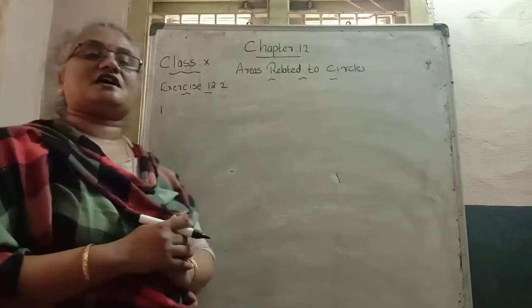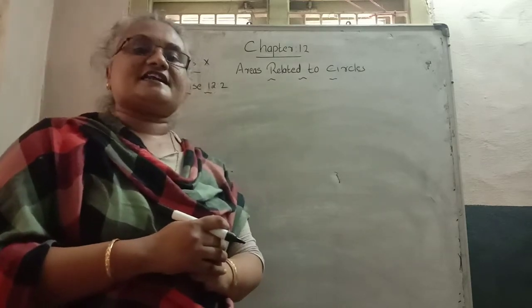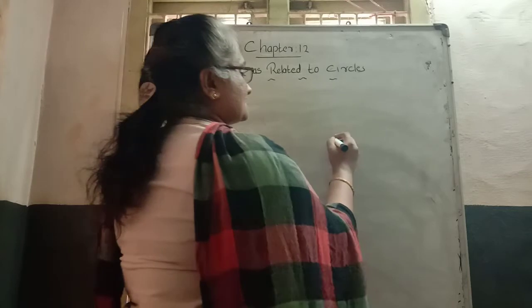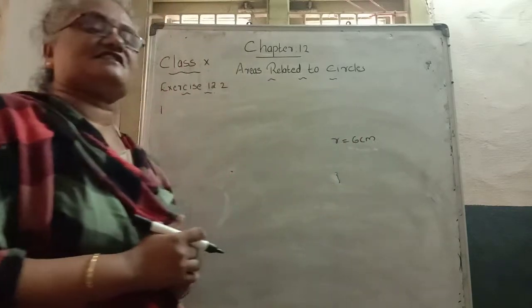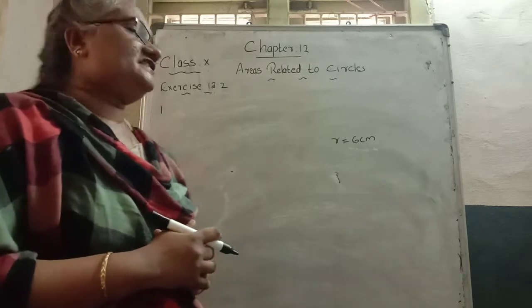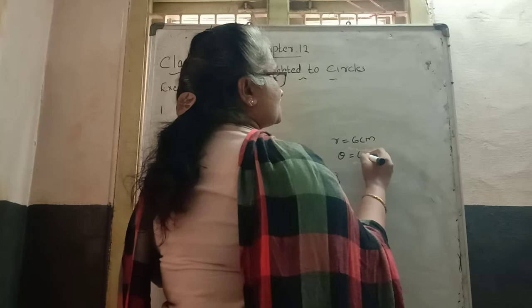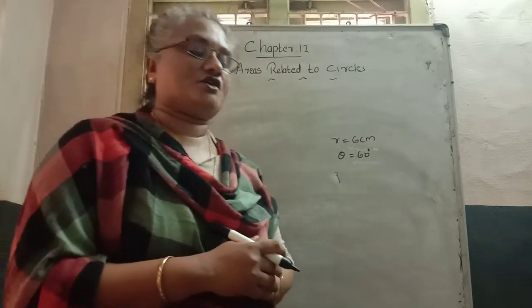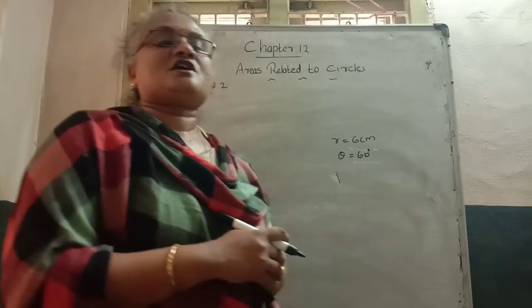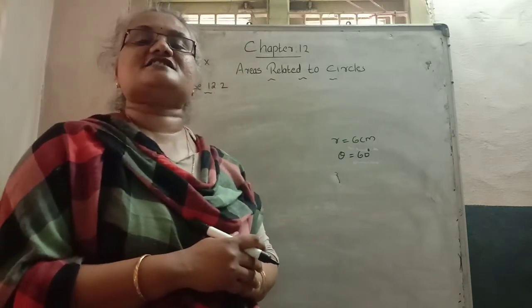First question, they ask us to find the area of a sector. The radius of the circle is given as 6 centimeter, and the sector subtends an angle of 60 degree at the center of the circle. Find the area of the sector. They ask it like this.